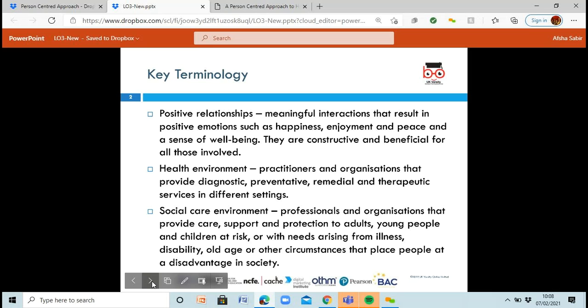So positive relationships just means to have meaningful interactions, things that will result in positive emotions. So somebody will feel happy, they're at peace, they have a sense of well-being. Now, positive relationships are constructive and they're beneficial for all of those involved. So they're actually beneficial towards how that person will get treated, how they will feel, and so on.